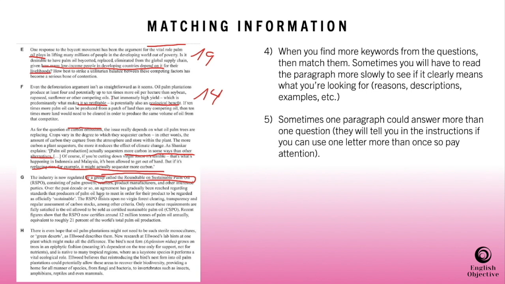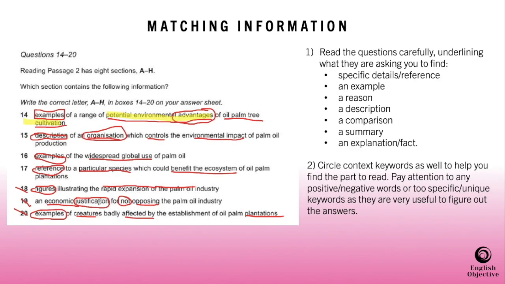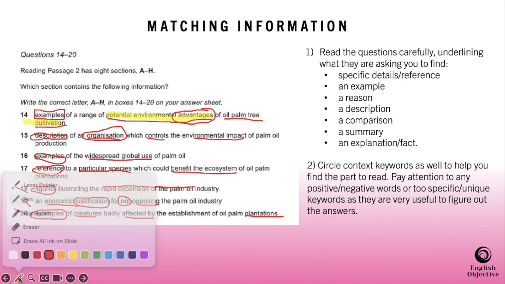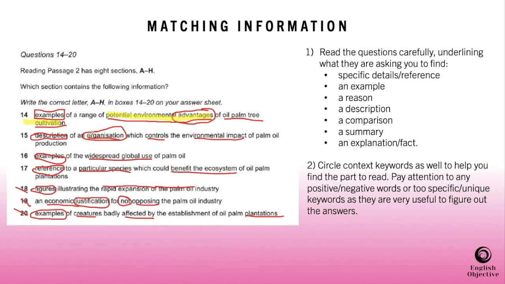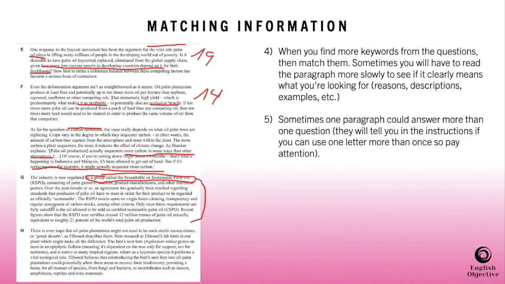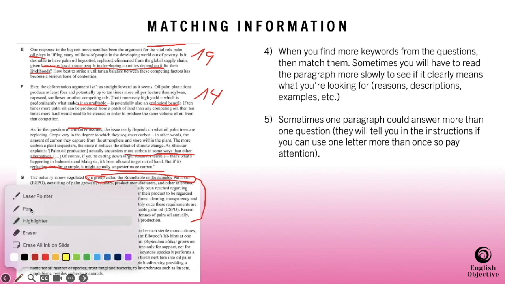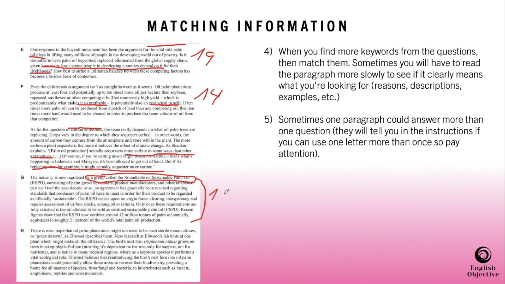And then interested parties, agreement reached regarding standards consists of 12 million tons of palm oil annually, equivalent to 25%. So it's the whole thing, right? The whole paragraph is speaking about this group. They're giving me a lot of information about this group. So that means it is describing the organization that controls it. And therefore it is question 15.